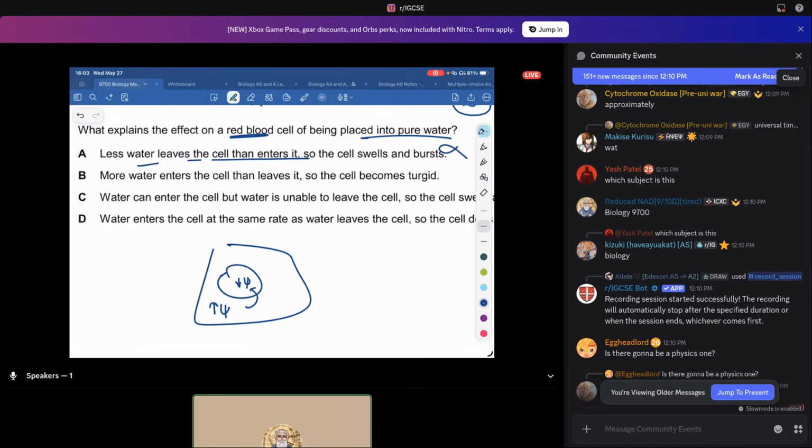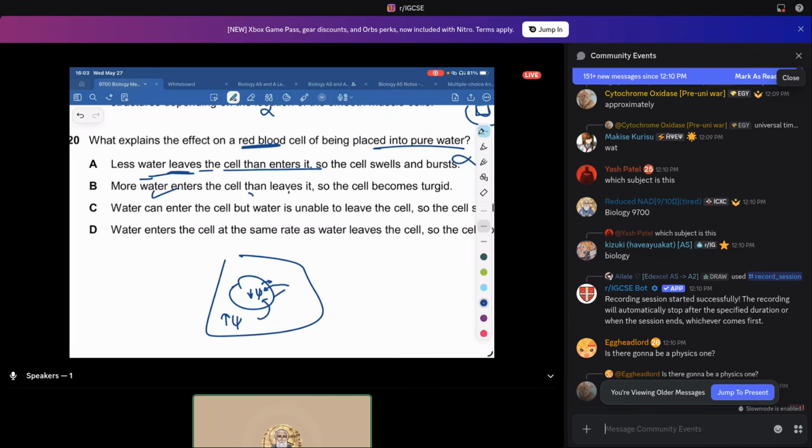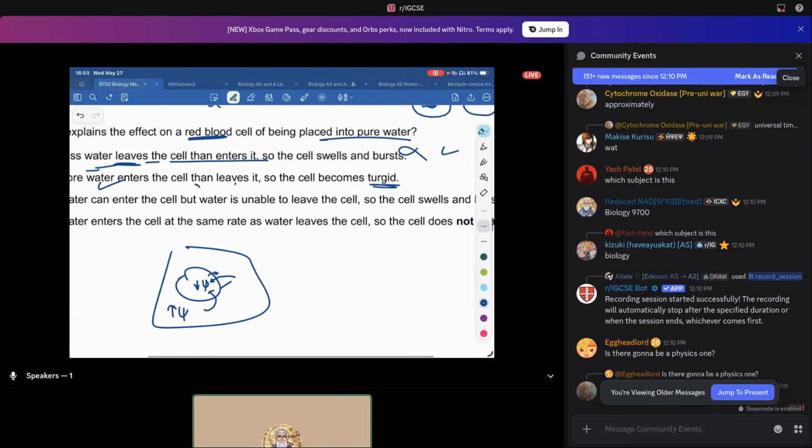Someone reads, the first option says, less water leaves the cell than enters it. Less water leaves, so this is small, and the one that is entering is large, so this is correct. So the cell swells and bursts, correct. More water enters the cell than leaves it. Someone goes, oh yes, that's true. Does not read, so the cell becomes turgid.